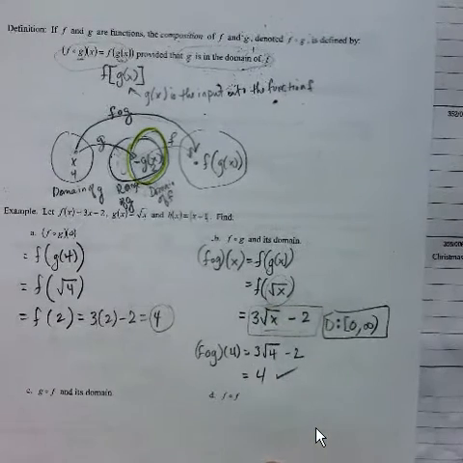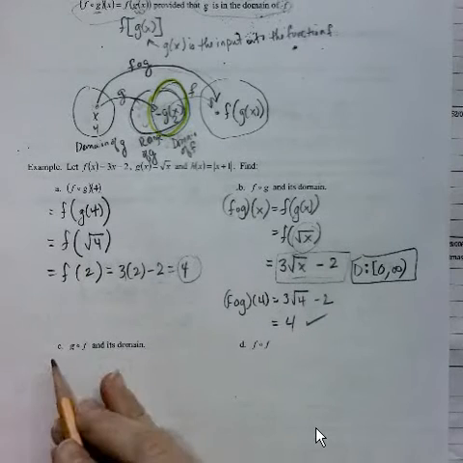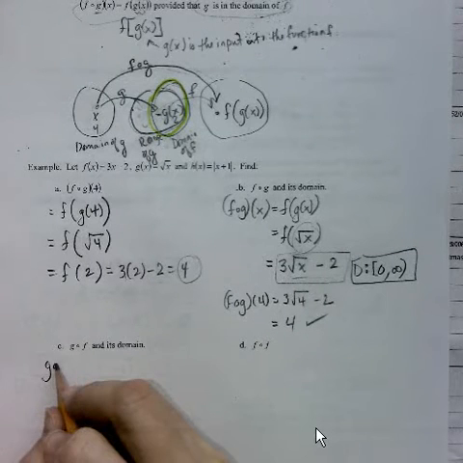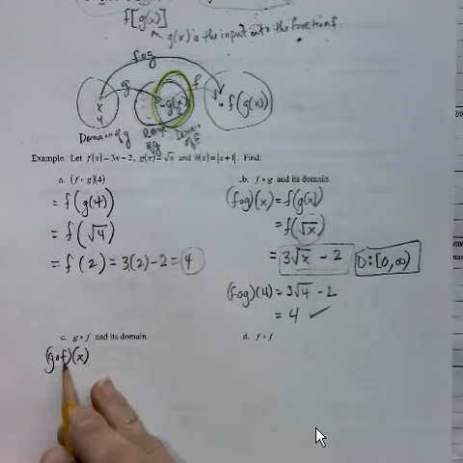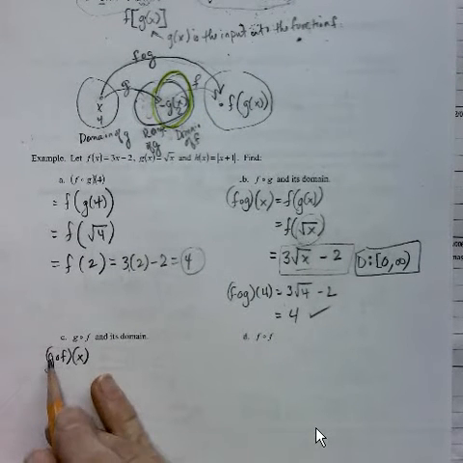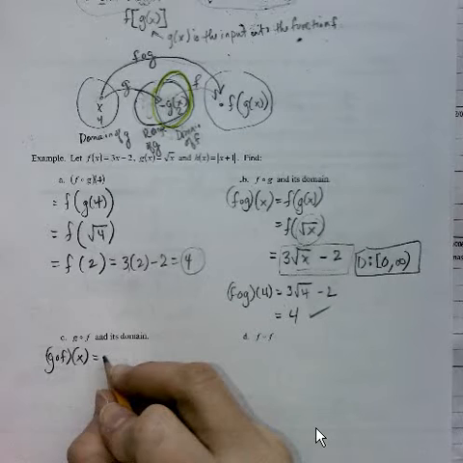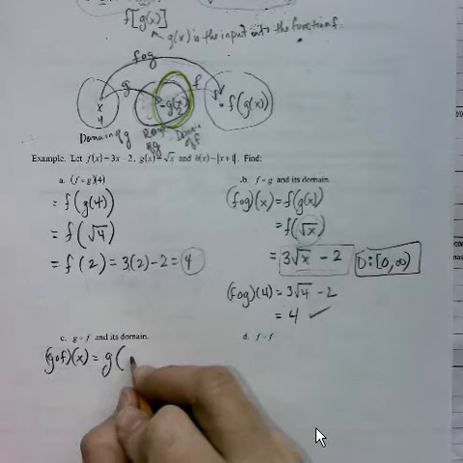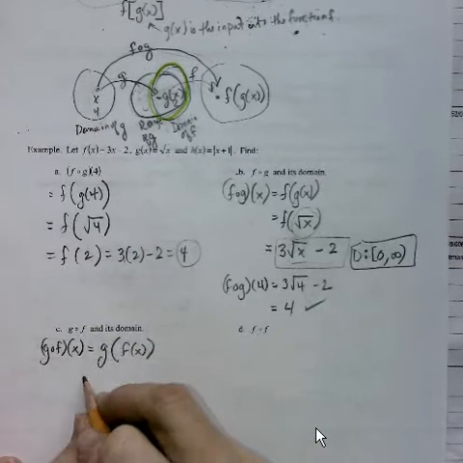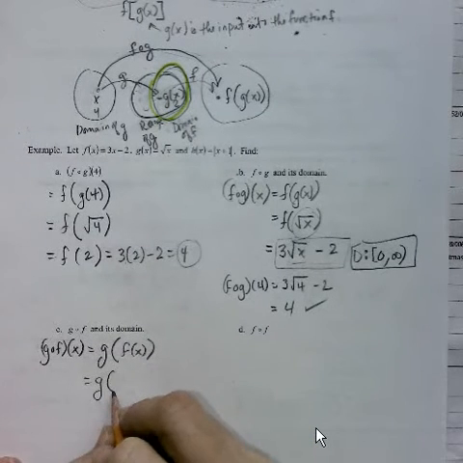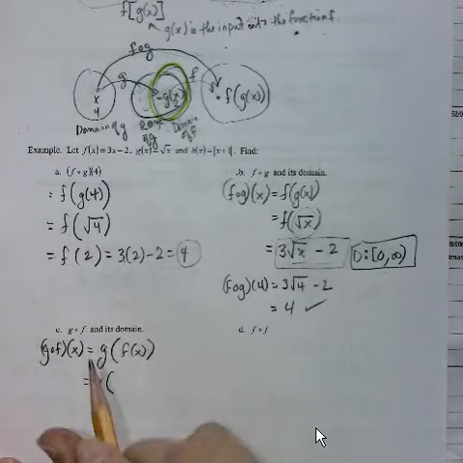Okay, g composed with f. So now notice the g and f are switched around. This is going to change the answer. Now the f at x is the inner part and the g is the outer. So g at f at x, which is g at 3x minus 2 from right here.